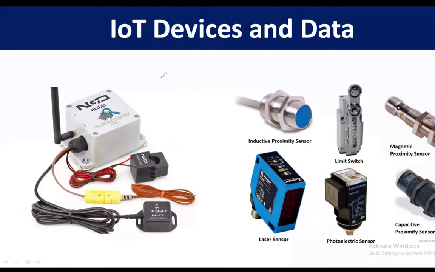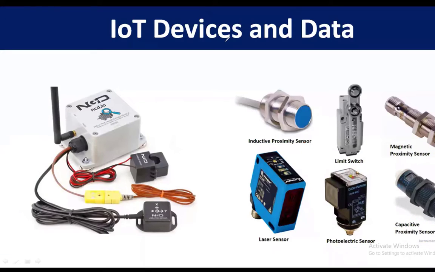In industries there are many machines generating data continuously. Machines generate data, and so do devices like home automation devices, weather stations, and smart city projects. There are many IoT devices in the world today, and all these devices generate data. In industry you will see proximity sensors, limit switches, laser sensors, photoelectric sensors, capacitive proximity sensors, magnetic proximity sensors, and many other wireless IoT based sensors.